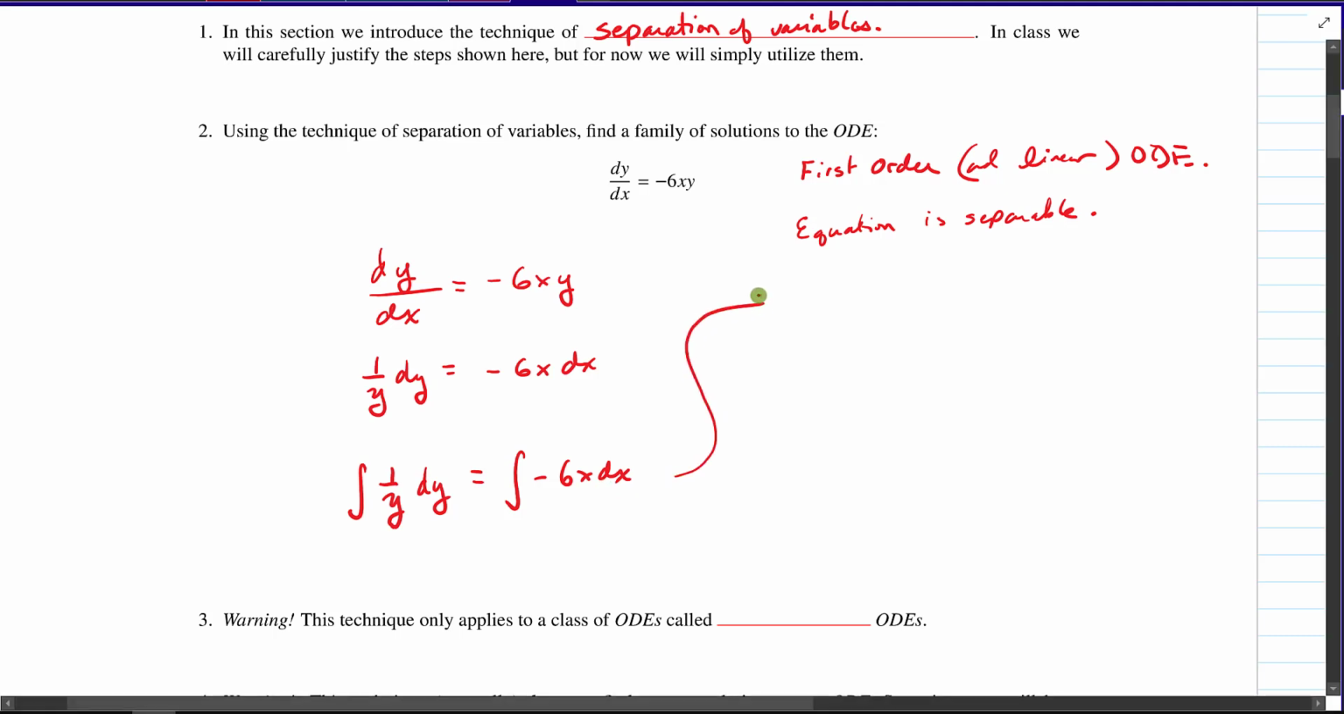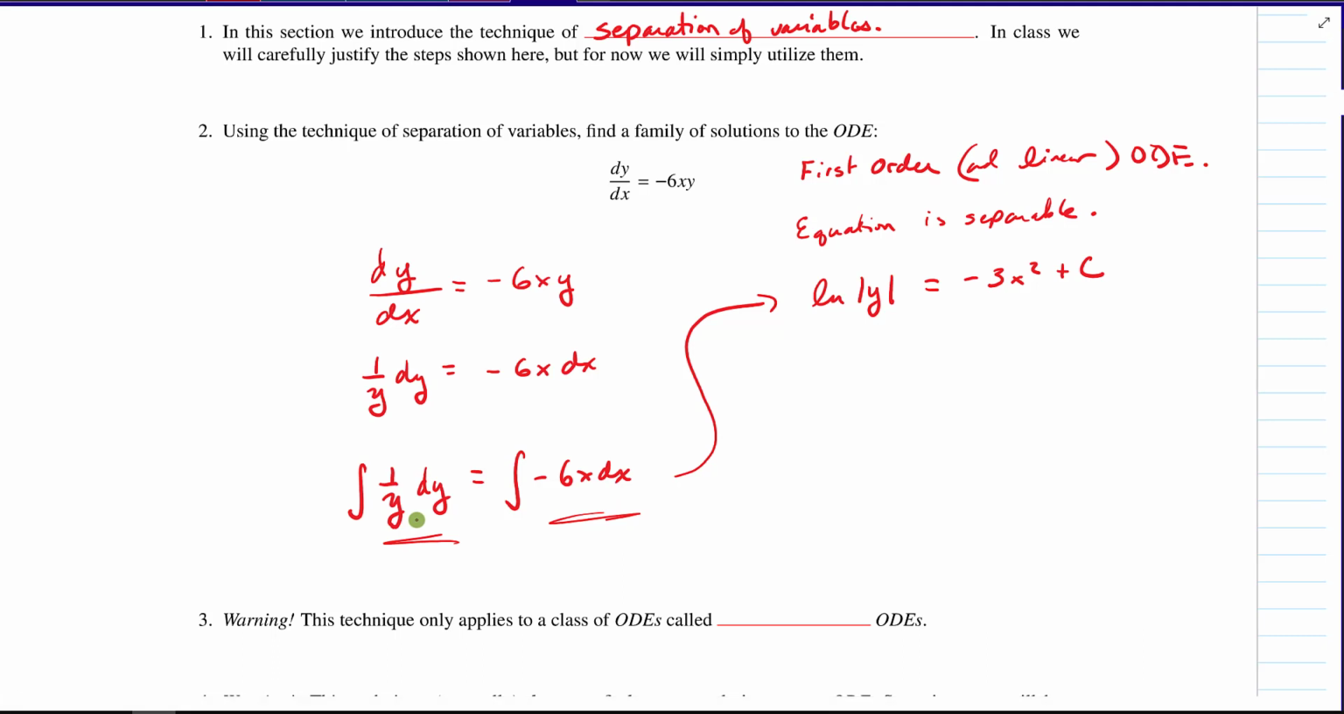And when we do so, integrating the left-hand side gives us the natural log of the absolute value of y. And I'm going to purposely leave off my constant. And we're going to say that that equals negative 3x squared. And here's where I'll put a constant. And really that constant is the constant that I got from integrating the right-hand side and the constant that I got when I integrated the left-hand side. I just put everything over on the right-hand side there. So we've actually solved this differential equation. We now have what we called in class an implicit solution.